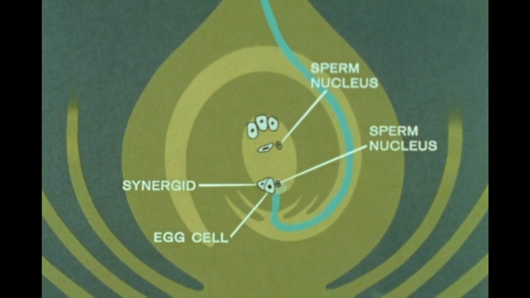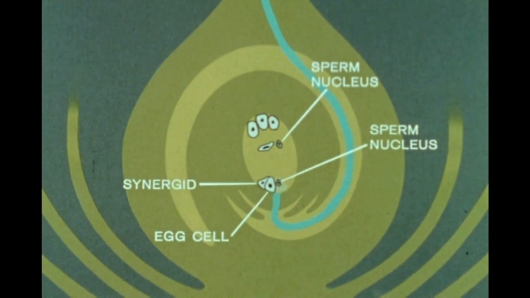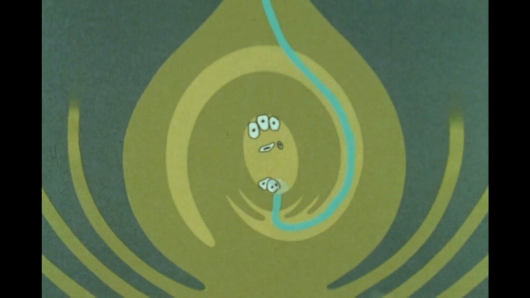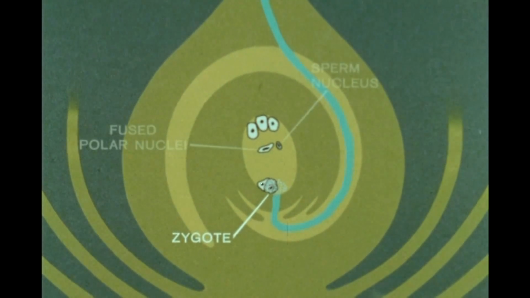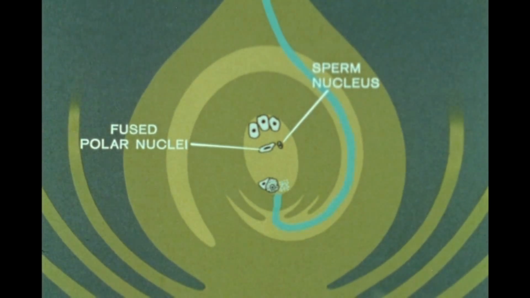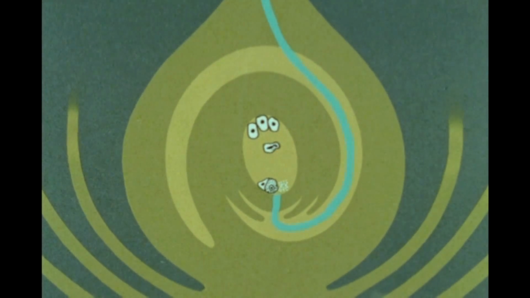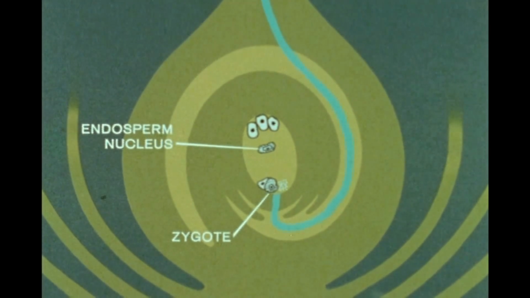When the sperm nuclei are freed from surrounding cytoplasm, one nucleus fuses with the egg nucleus to form the zygote. The other nucleus fuses with the polar nuclei to form the primary endosperm nucleus. Double fertilization is thus completed.